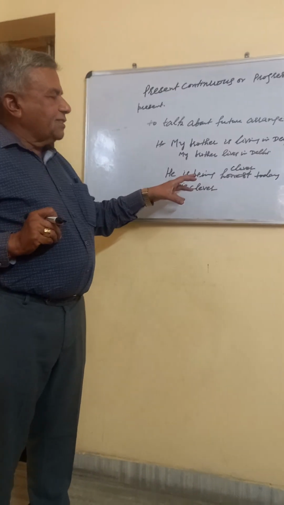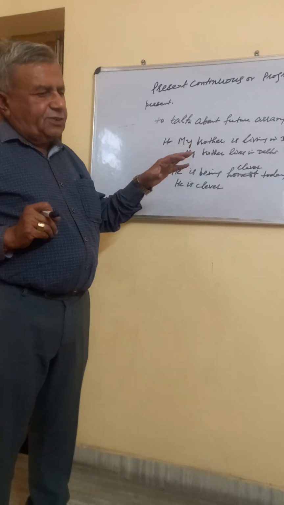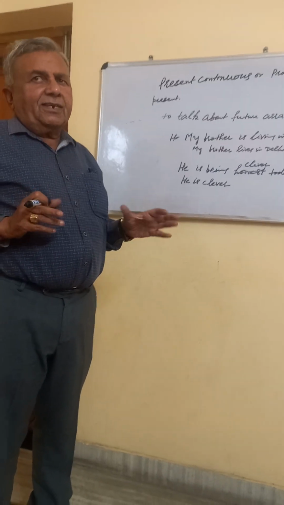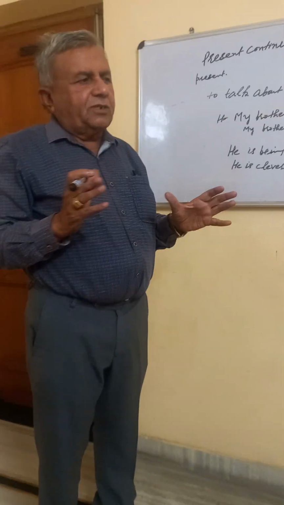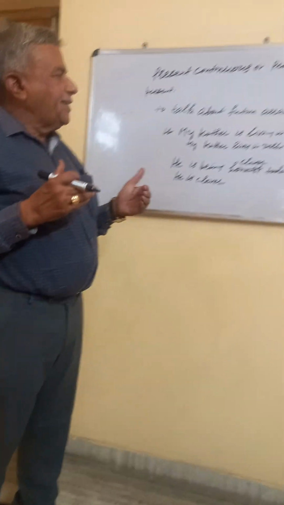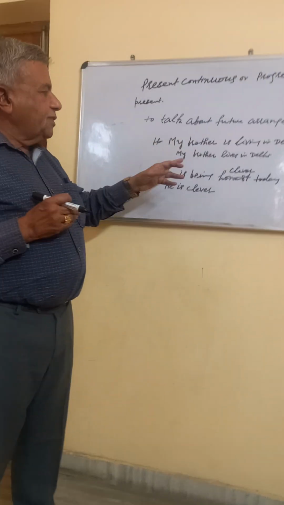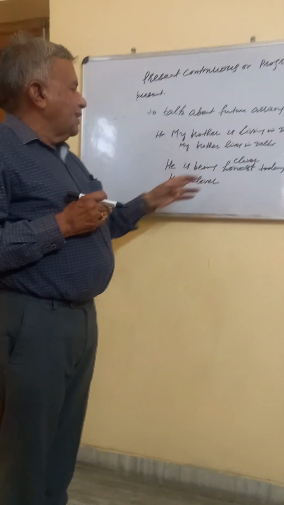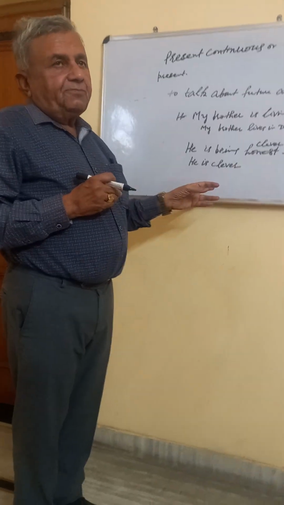So in this kind of usage, he is being over clever, he is being responsible today. So generally, he doesn't perform his duty with a sense of responsibility, but today, he is pretending to be responsible. So there is a difference in the meaning of these two sentences, he is being clever and he is clever.